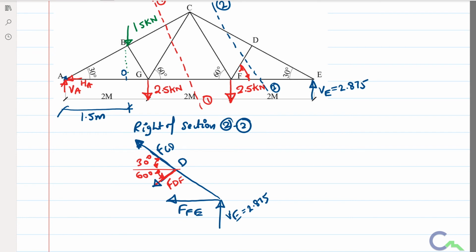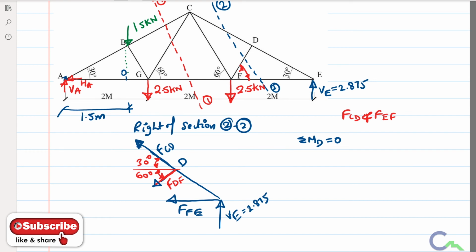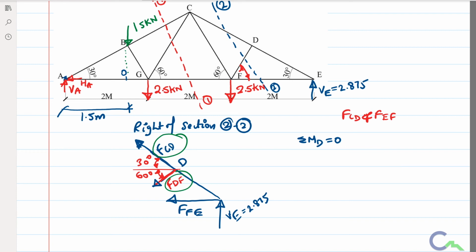In this case, I want to calculate FCD and FFE. So first, I am going to apply the equilibrium condition: summation of moment about D is equal to 0. If I take moment about D, I can make FCD and FDF zero, so directly I can get the value of FFE. Therefore I am taking moment about D equal to 0.